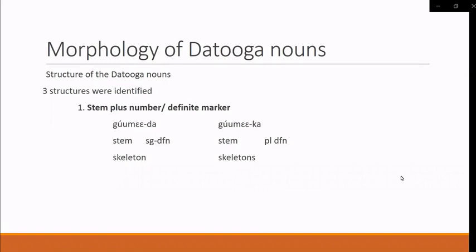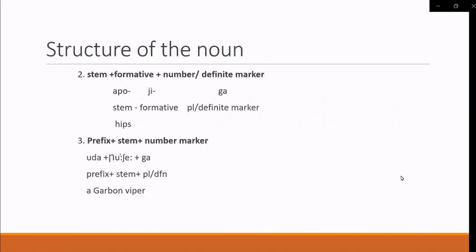To look at the structure of Datooga nouns, three structures were identified. The first structure comprises the stem plus number or the definite marker. We have an example here of gumeda, which becomes gumeka in plural. So this noun is made of a stem and the number marker here, which is the same in plural. This noun is for a skeleton and skeletons. There are several nouns that are made of this structure, that is the stem plus the number or the definite marker.